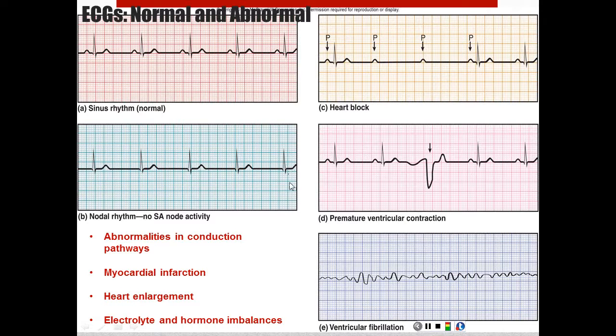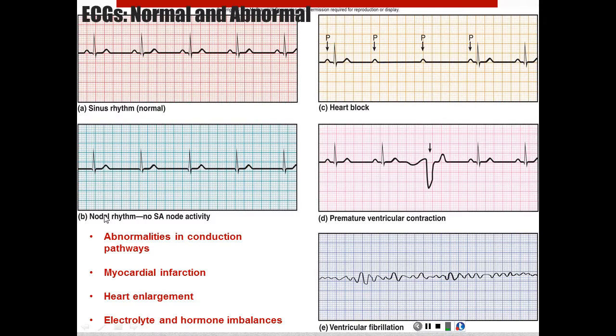Alright, now EKG is useful for diagnosing abnormalities in conduction pathways, myocardial infarction, enlargement of the heart, and any other electrolyte or hormonal imbalances. And this is what a few of them look like. This is a normal sinus rhythm for P, Q, R, S, and our T. It has a certain rhythm.